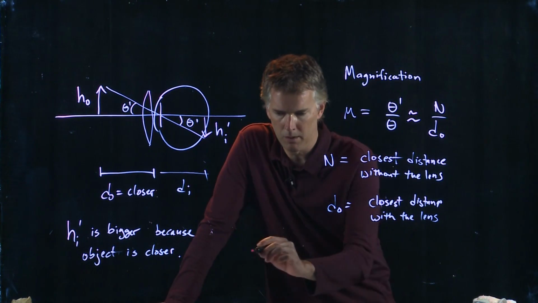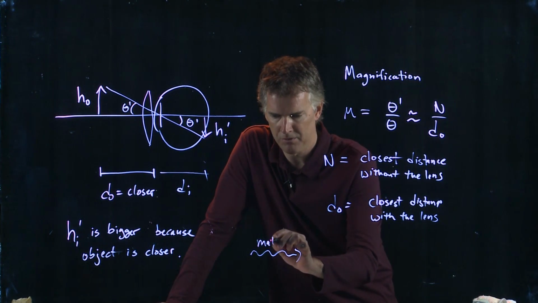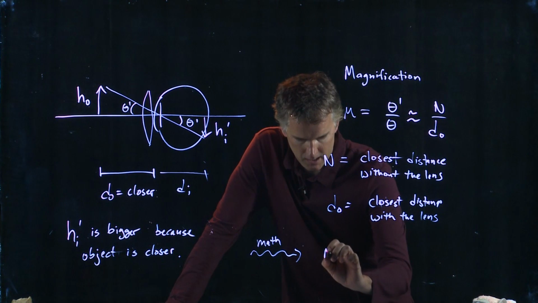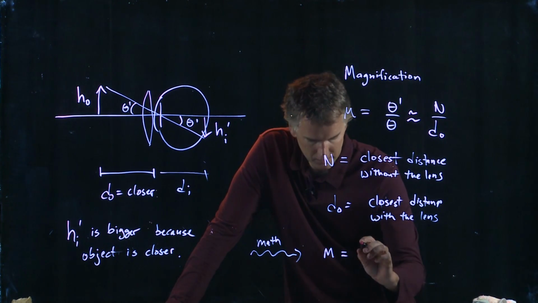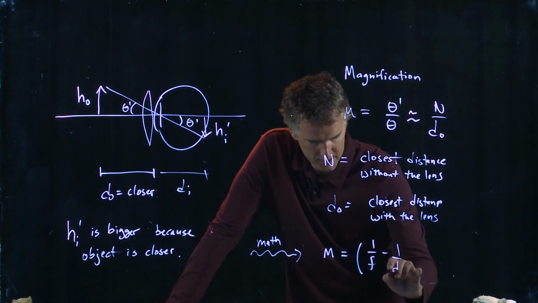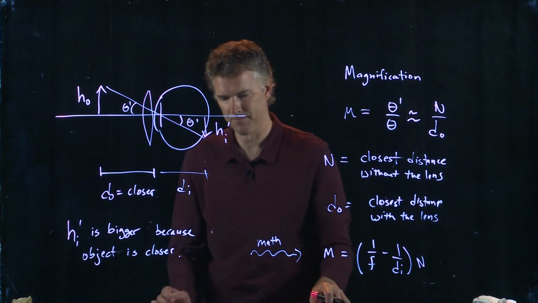Okay, so you do a little bit of math here. And we're not going to do it here, but we will signify it by this squiggly line. And what you can find is the magnification is going to be 1 over f minus 1 over di, all of that times n.